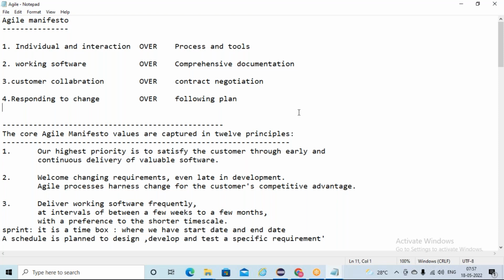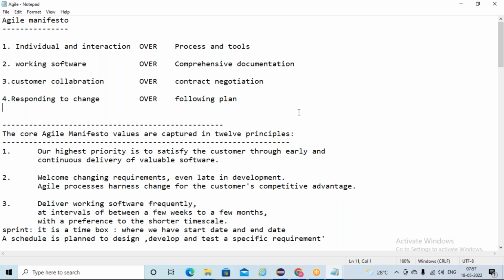So these are the 4 agile manifestos, which are further divided into 12 principles. That also we'll try to understand. Okay, so what are those? As of now, one by one, if you read, I can explain these agile principles, the 12 principles. Before that, what are the agile manifesto points here?